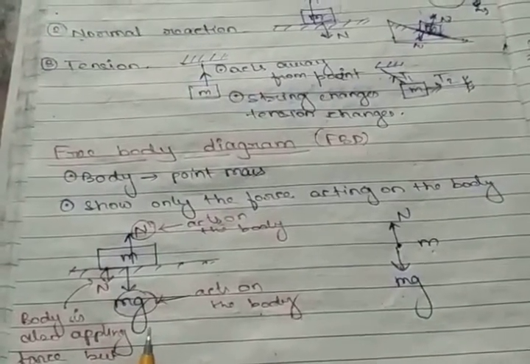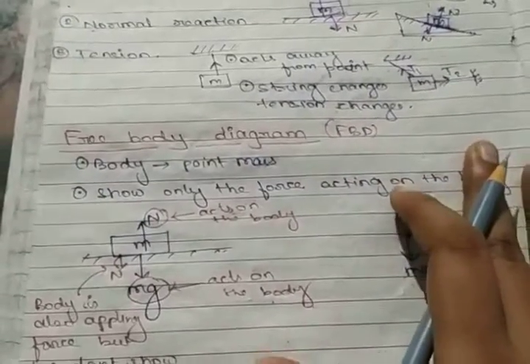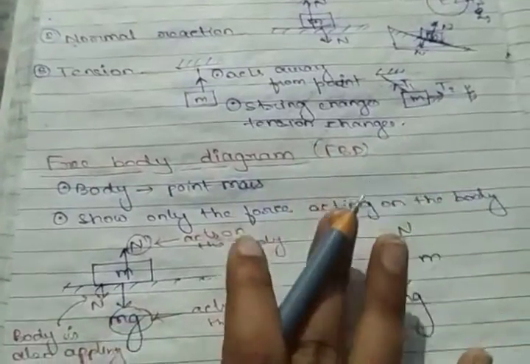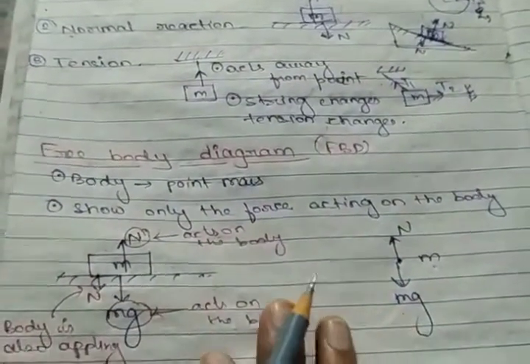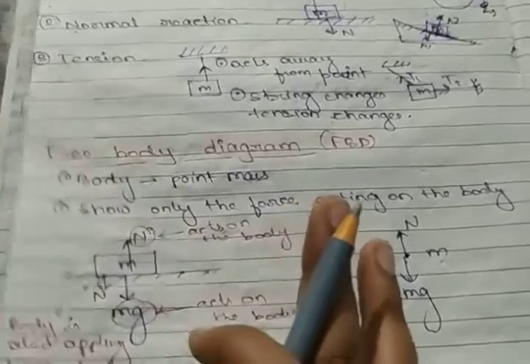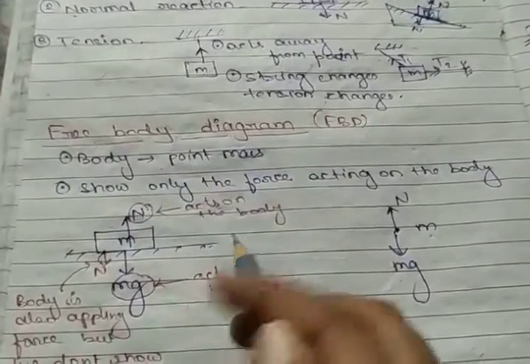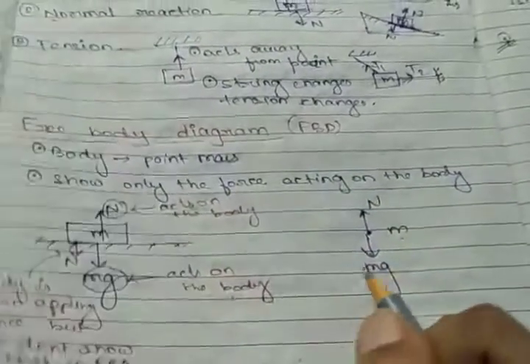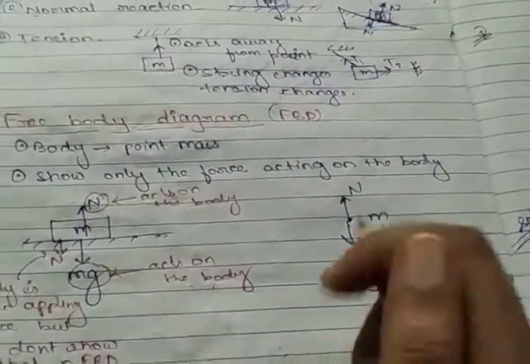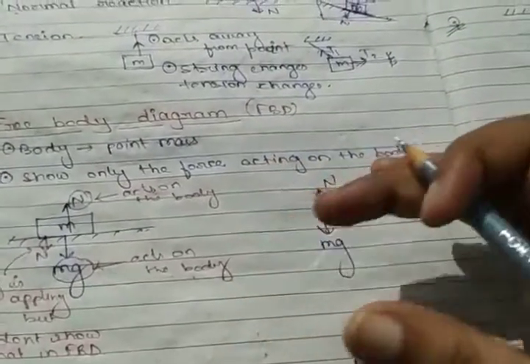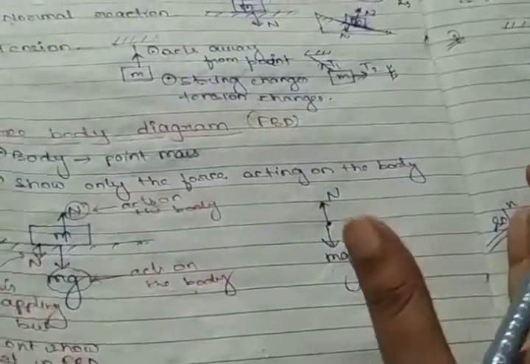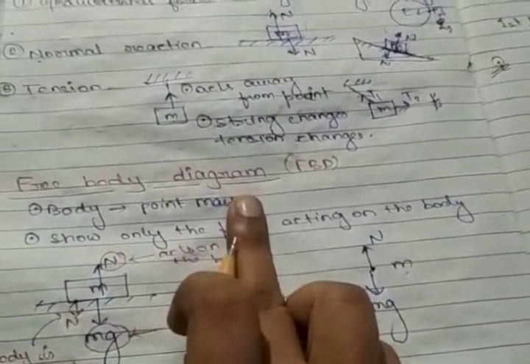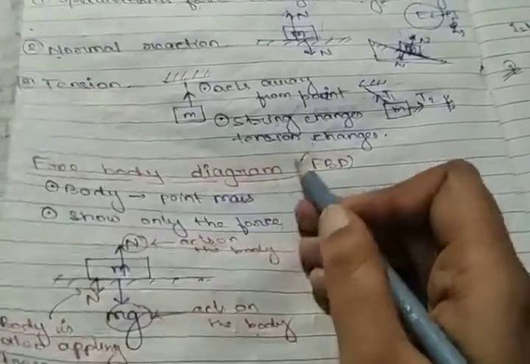Next is free body diagram. Free body means we are not talking about the whole body. We also call it a block diagram. Suppose there is a boy trying to swing on a rope. The boy has different weight in his hand, different weight in his head. There are different parts of the body, but we will consider the whole body as a point mass. That is our first thing in the free body diagram.